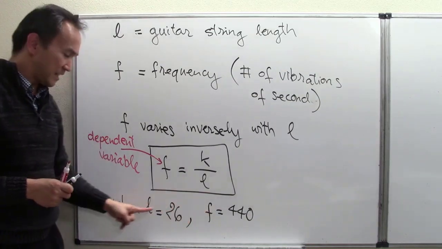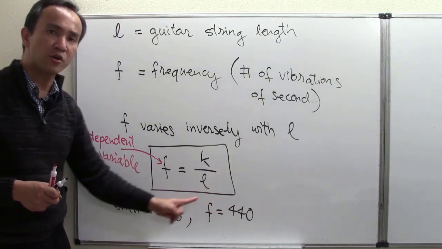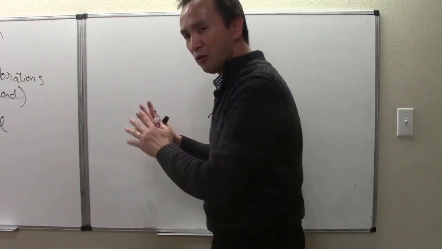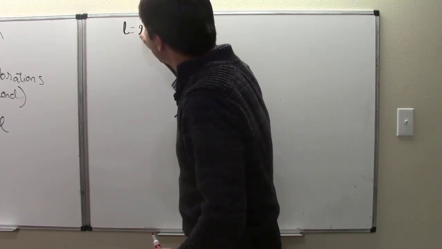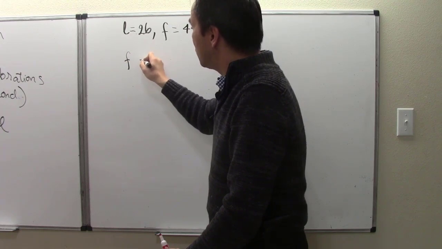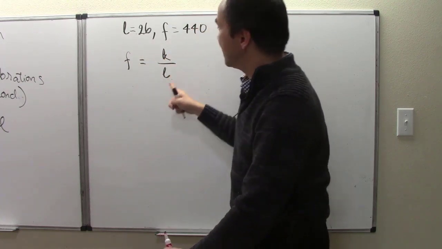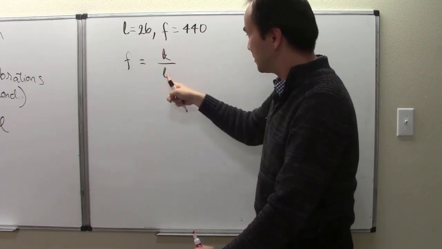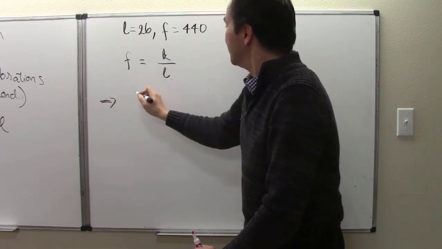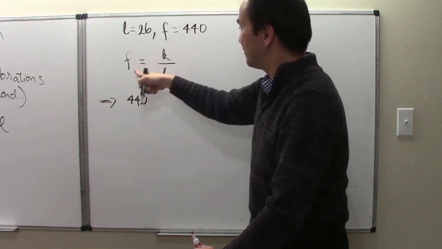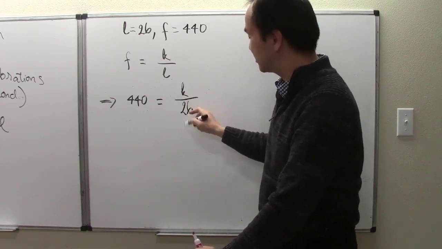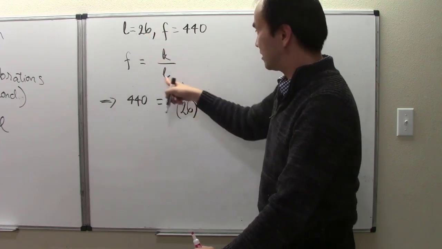What it tells me here is that at this moment we have two given values for our corresponding variables L and F. It's useful for our problem because L was given to be 26 and F was given to be 440. Back to our equation that we stated earlier, F equals K over L. I can now substitute this pair of values. 26 will be substituted for L, 440 will be substituted for F. So this equation will become, in my next step, 440 equals K divided by 26, because I have substituted the values given into our equation.